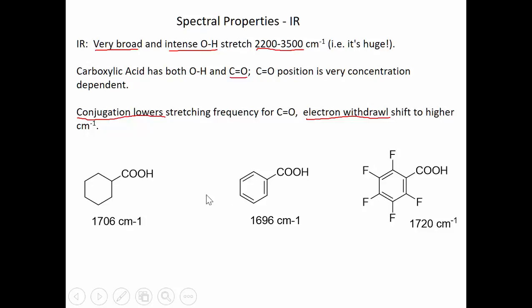Now, we're going to replace the cyclohexyl with a phenyl. This means that it's now conjugated, and what we see is that the stretching frequency has dropped a little. We're going to now load the benzene ring with electron-withdrawing fluorine groups, and what you see now is that it's increased from 1696 to 1720 wave numbers.